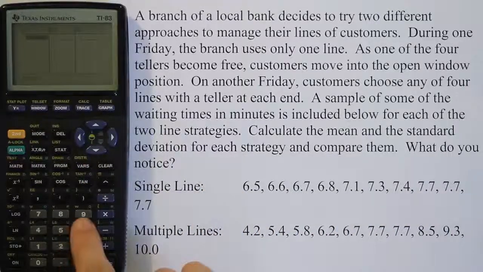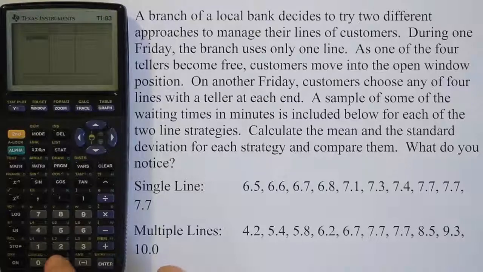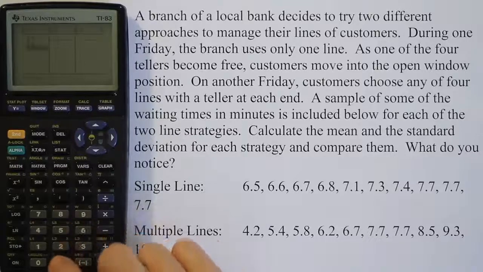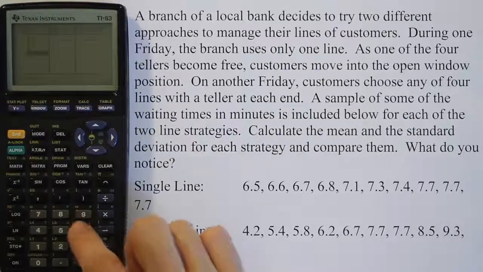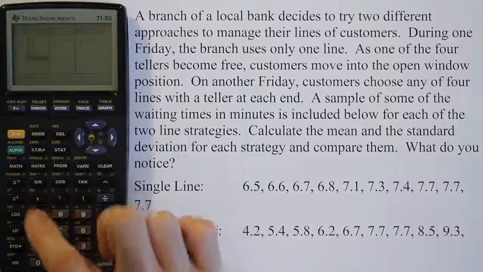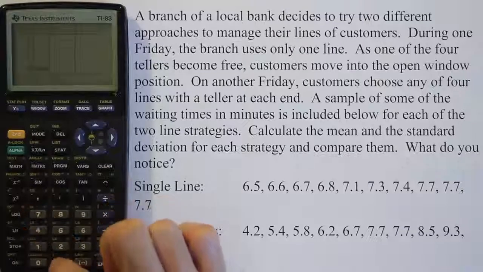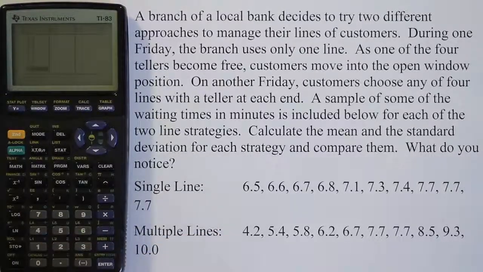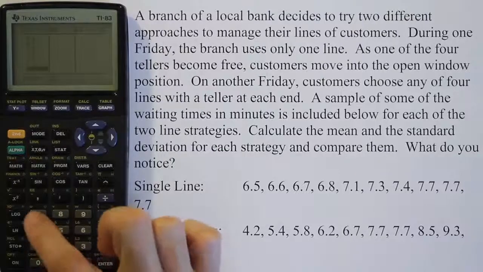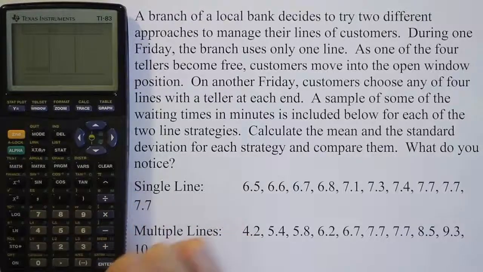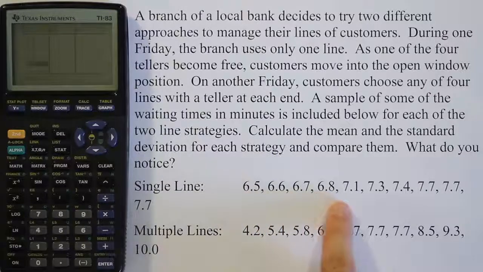The way we do that, we just type it in and hit the button enter after each one. So I'll hit 6.5, press enter, 6.6, enter, 6.7, enter, 6.8, enter, 7.1, enter, 7.3, enter, 7.4, enter, and we have three 7.7s, so 7.7, enter, 7.7, enter, and 7.7, enter. All right, so those are all the numbers. You can see the last one is in position 10, and there was 1, 2, 3, 4, 5, 6, 7, 8, 9, 10 values, so that's good.